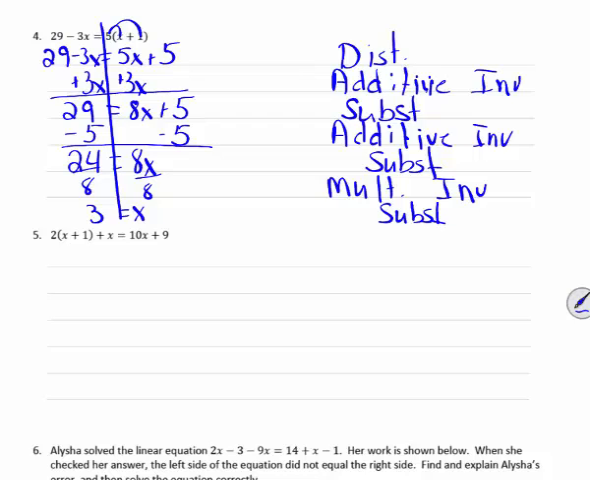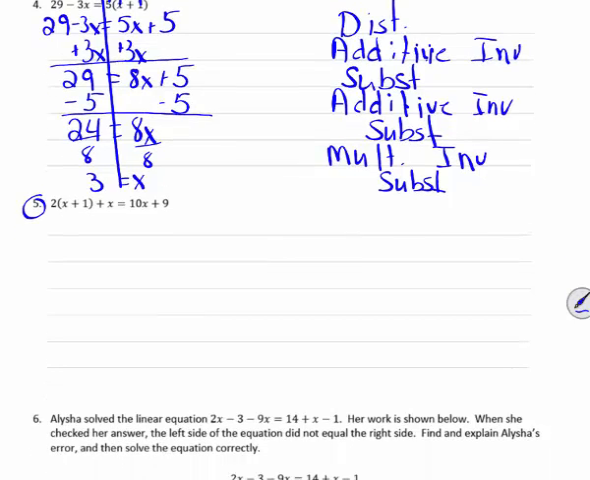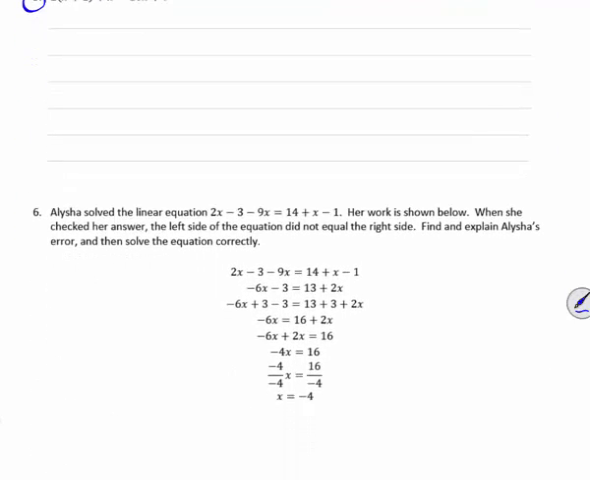Okay, I'm going to have you try number 5 on your own, and we'll come back to that, but I want to take a look at number 6. Alicia solved the linear equation, and her work is shown below. When she checked her answer, the left side of the equation did not equal the right side. Find and explain Alicia's error, and then solve the equation correctly. So I'm going to actually do the problem myself so that I can see where she maybe made her mistake.